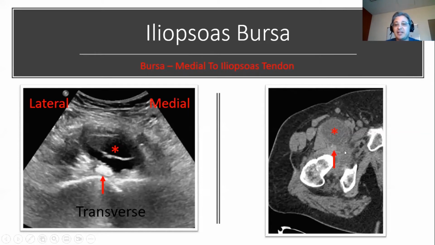We're in the anterior aspect of the hip. We're looking to identify the iliopsoas tendon, and we're looking anterior and medial to the iliopsoas tendon. That's the expected location of the named iliopsoas bursa. You see a cystic looking mass in that area, you see any mass in that area, consider iliopsoas bursitis as part of your differential diagnosis.